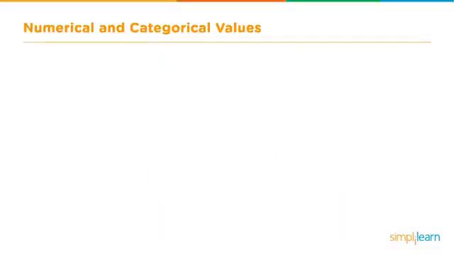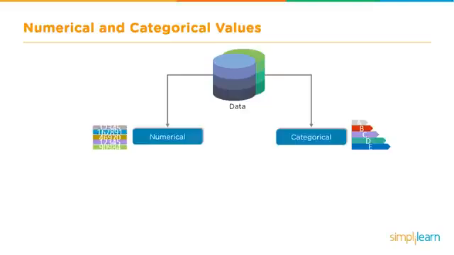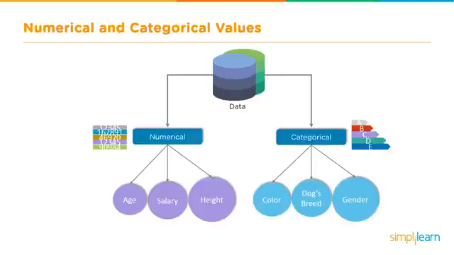Numerical and categorical values. Let's take our data coming in, and this is kind of random data from any kind of project. We want to divide it up into numerical and categorical. So numerical is numbers, age, salary, height, where categorical would be a description, the color, a dog's breed, gender. Categorical is limited to very specific items, where numerical is a range of information.